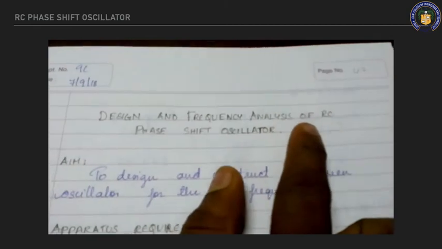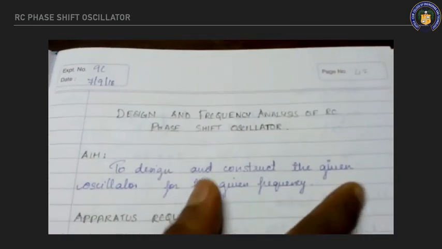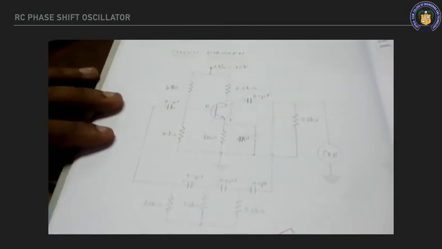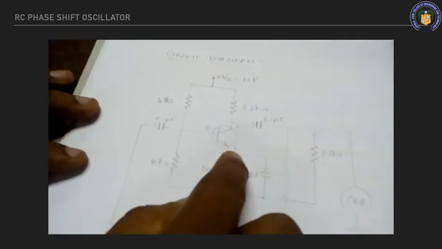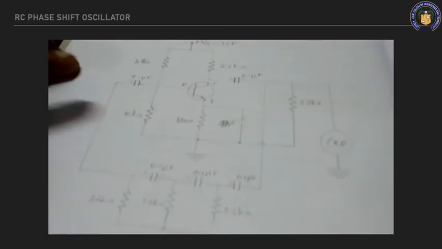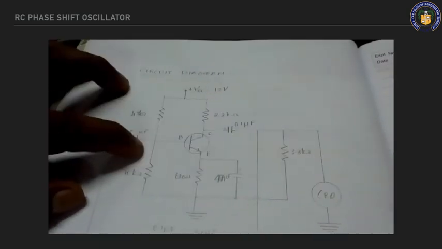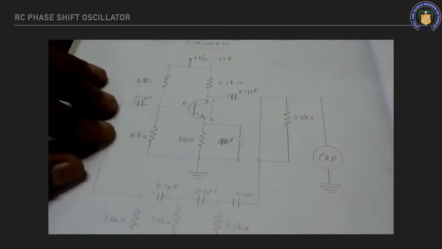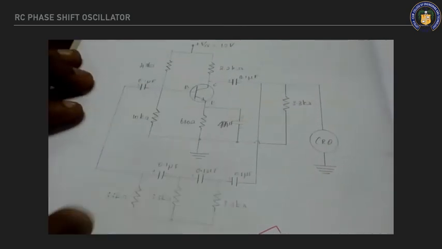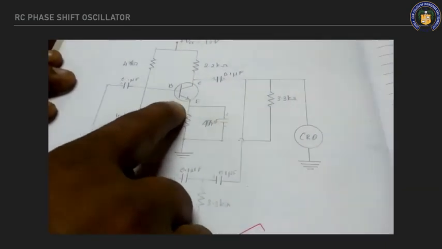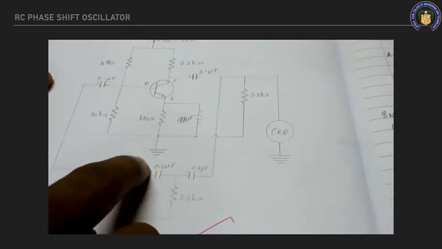Design and frequency analysis of RC phase shift oscillator. Circuit diagram of the RC phase shift oscillator. The same circuit as the common emitter amplifier, the transistor BC547, the three terminal devices, emitter, base and collector. The 47 kilo ohm resistor, one end is connected to base, another end is connected to VCC, and the 10 kilo ohm resistor, one end is connected to base, another end is connected to ground. The 680 ohm resistor is connected to emitter, another end is connected to ground.